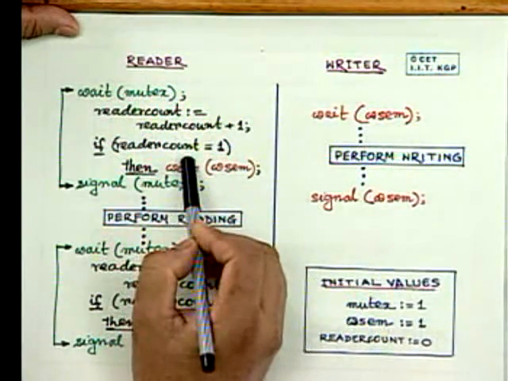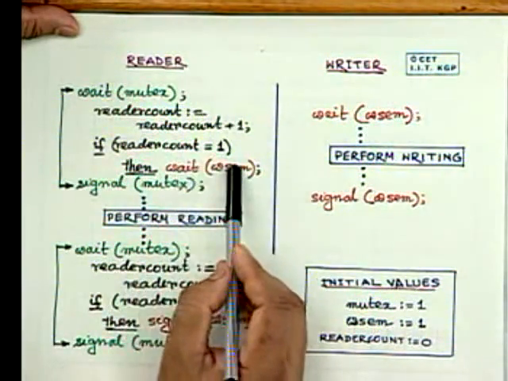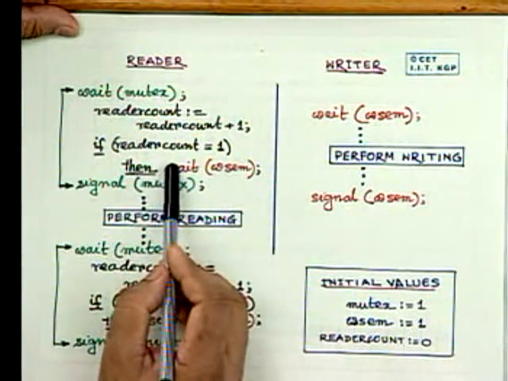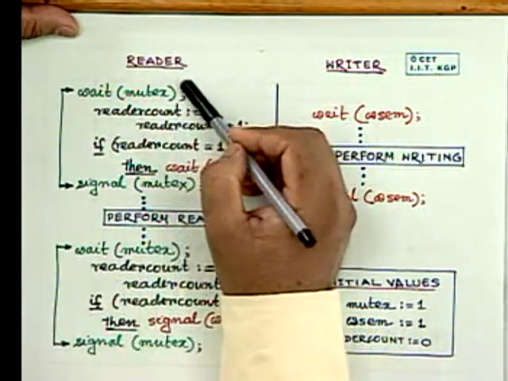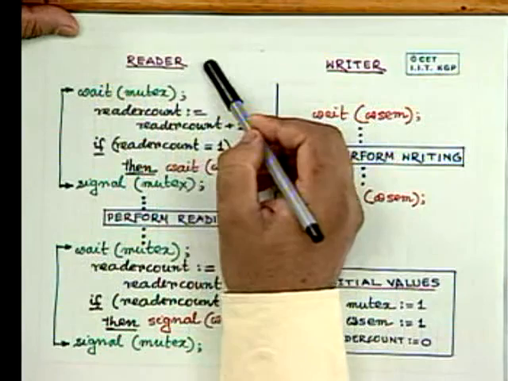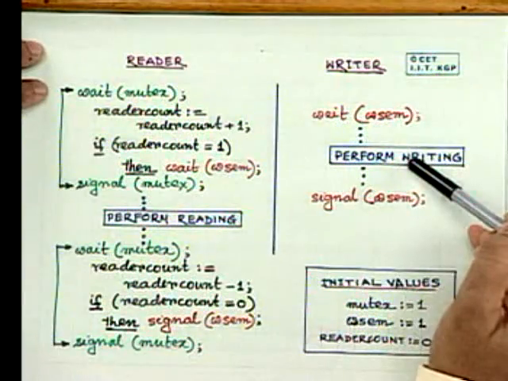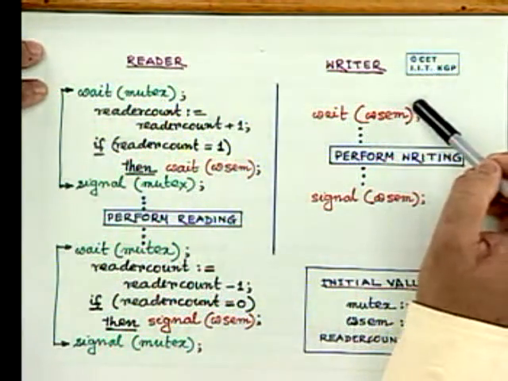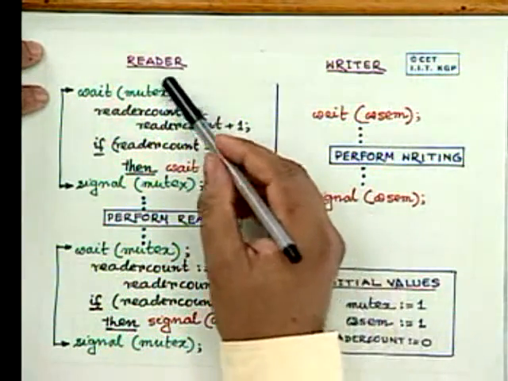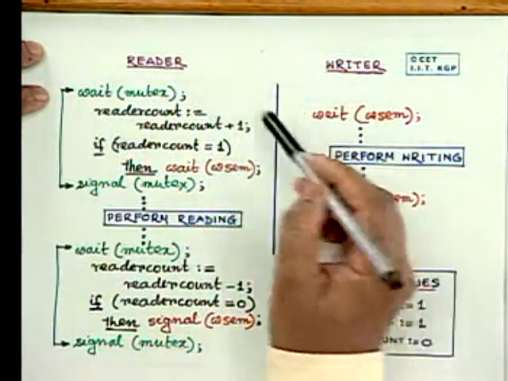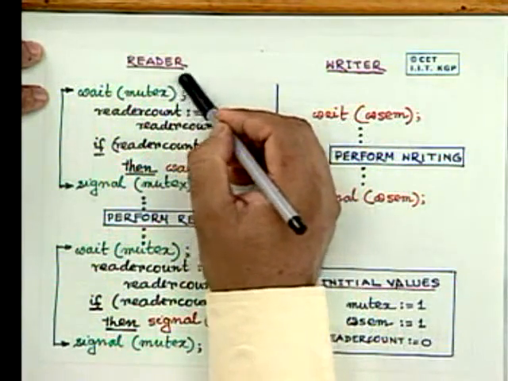All the other readers will wait on mutex. Because the first reader is now waiting on WSEM, it could not come out of WSEM and therefore could not signal mutex, and therefore all other readers will be waiting on wait mutex, right? Let me repeat what happens: if a writer is in its critical section, all other writers are waiting on WSEM. The first reader that wants to enter after a writer has entered its critical section will be waiting on WSEM, and all other readers will be waiting on mutex.